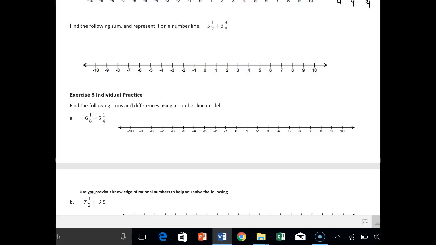So again, we're practicing splitting the sum. Remember, if the whole number is negative, that means the fraction is also negative. So negative 5 plus negative 1/2. Split this up into plus 8 plus 3/6.